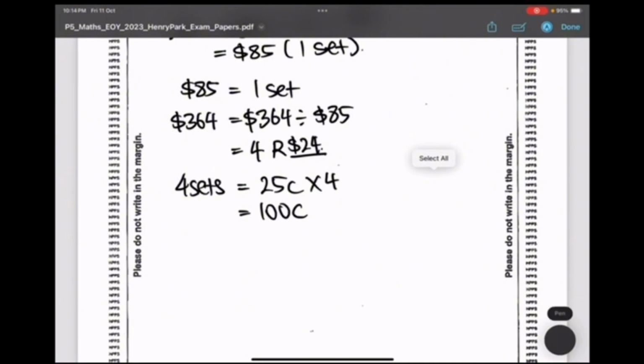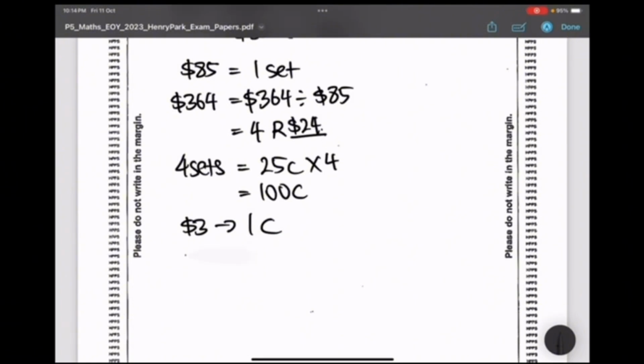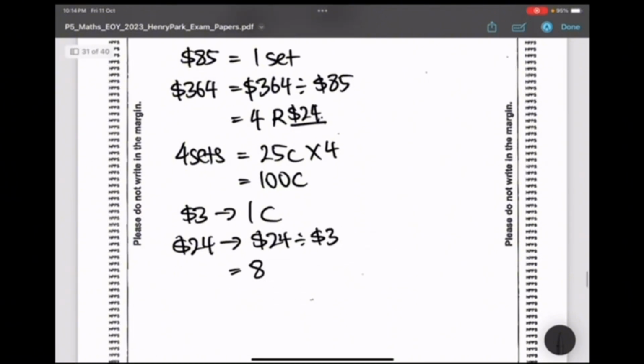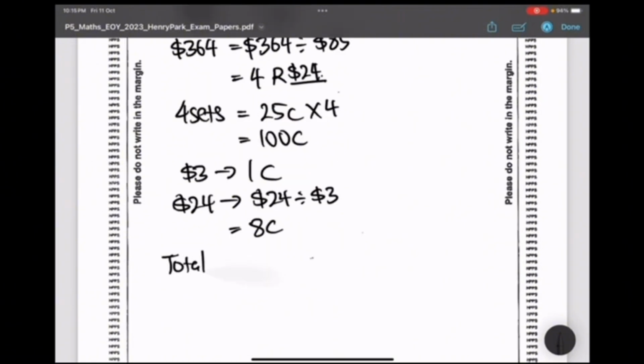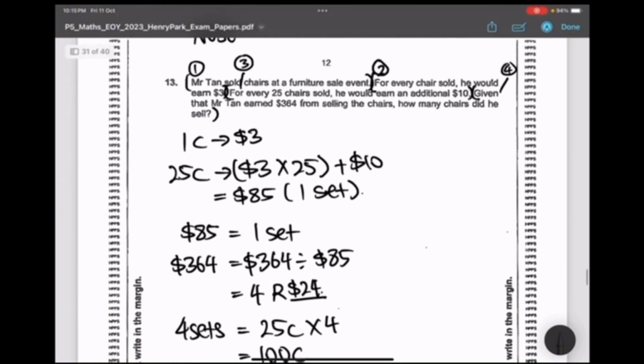Now, if Mr. Tan received $3 for one chair, for $24, how many chairs will he receive? How can we find that? We can simply take $24 divided by $3. Okay, and that will simply give me 8 chairs. The total number of chairs that Mr. Tan sold is simply 100 plus 8, which would give me 108. And this is my answer for question number 13.